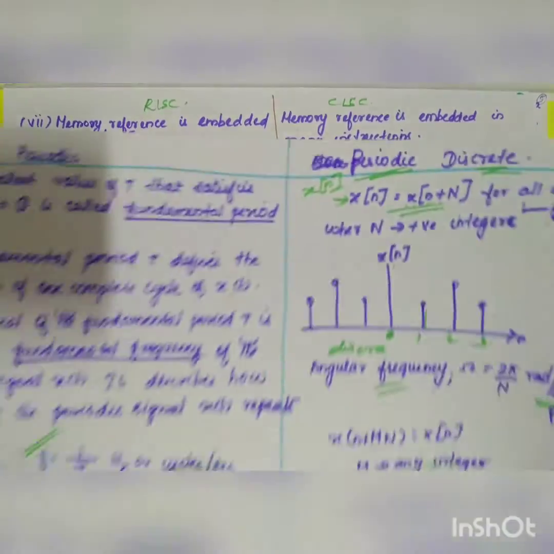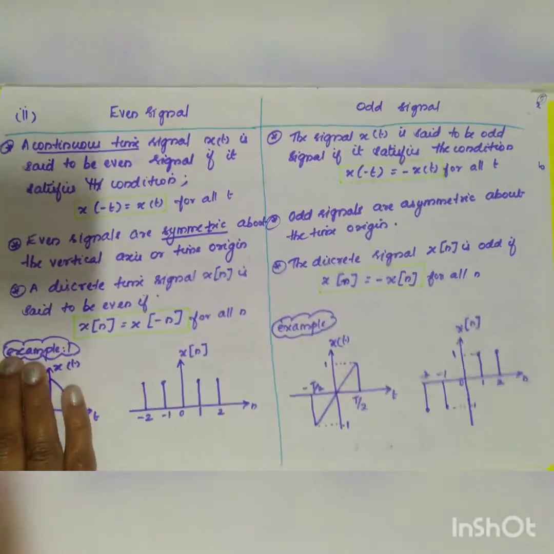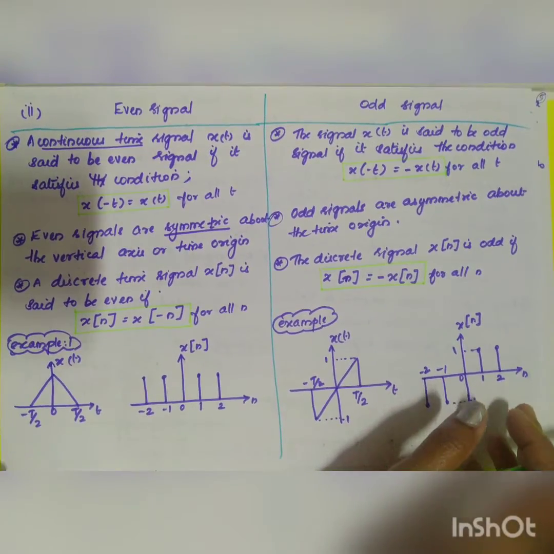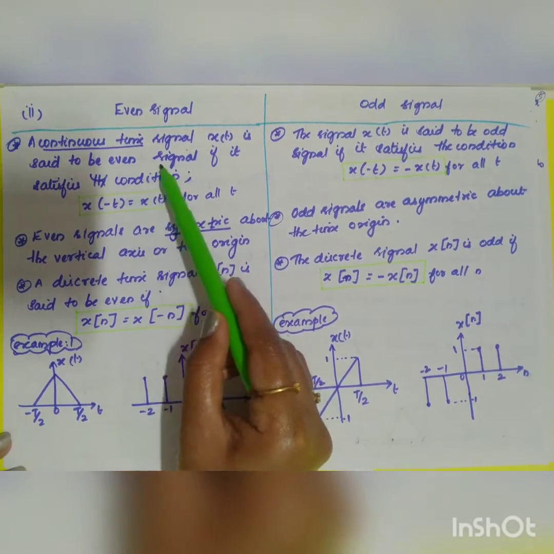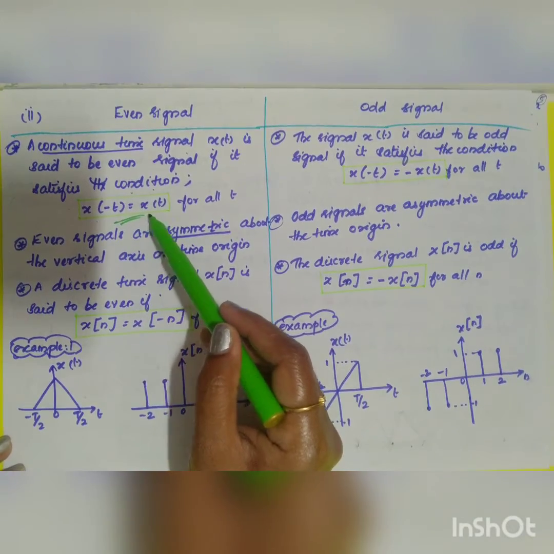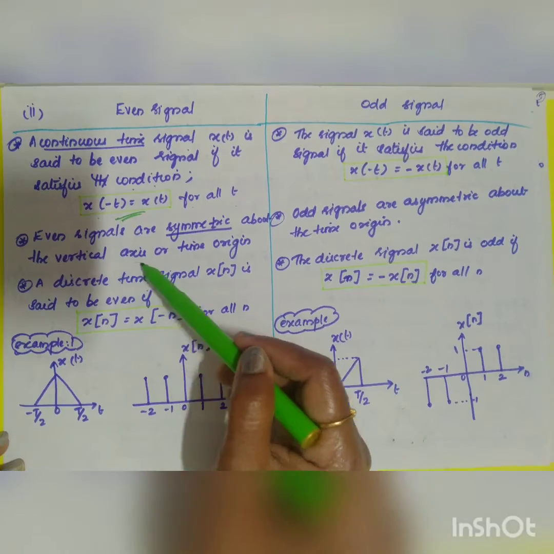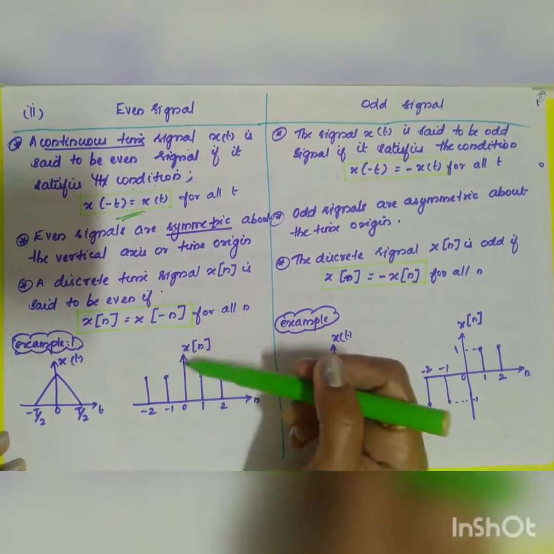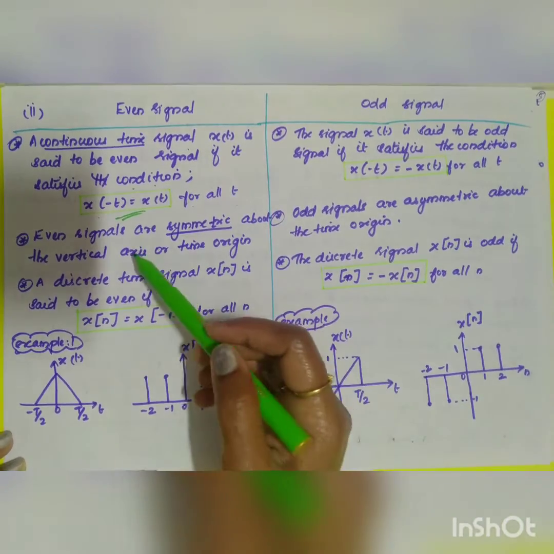Now the next topic is even and odd signals. What is the difference between even and odd signals? A continuous-time signal x(t) is said to be an even signal if it satisfies the condition x(-t) = x(t) for all t. Even signals are symmetric about the vertical axis, or the time origin.